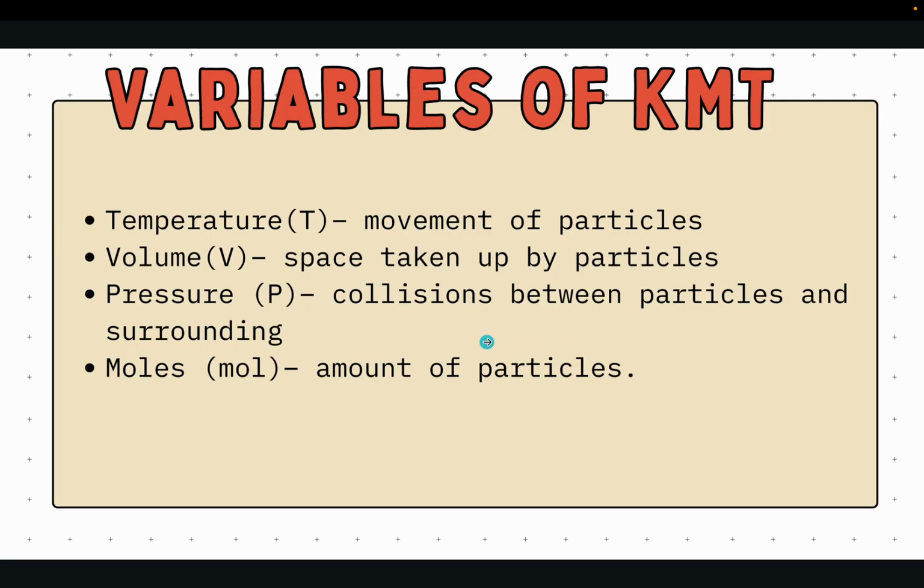And there are a few variables or aspects of the kinetic molecular theory. These are extremely important to know. So first we got temperature. Temperature is defined in this theory as the movement of particles. Volume is the space taken up by the said particles. Pressure is the collisions between particles and the surroundings. So let's say the particles are in some container. Pressure would be the amount of collisions between those particles and the container. And moles is obviously, as we learned in the previous unit of stoichiometry, the amount of said particles.